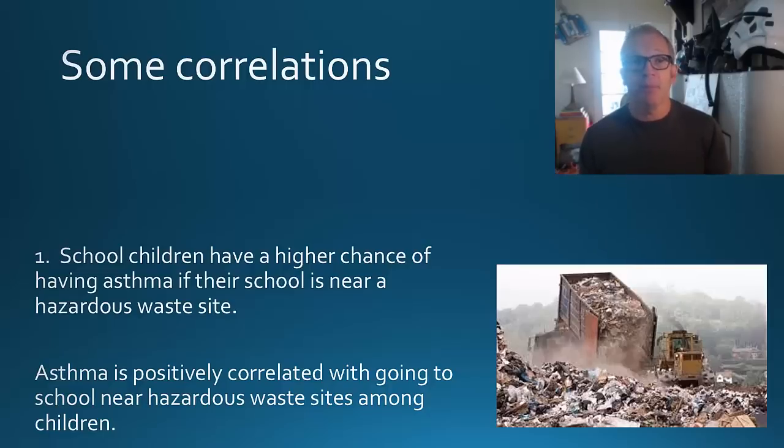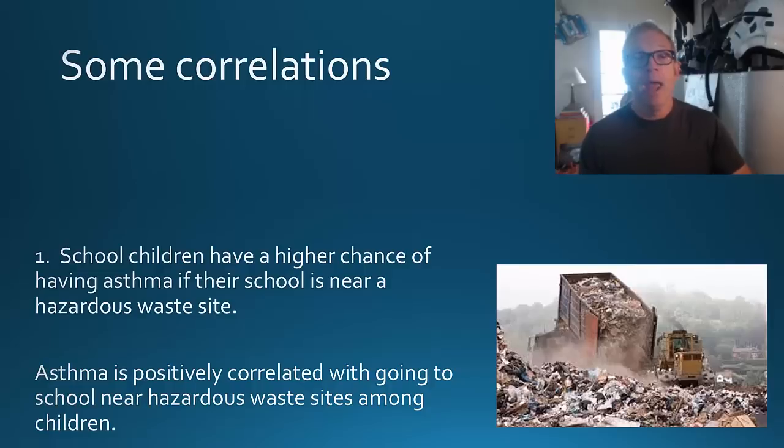Here's a possibility you might not have thought of. It might be that kids in poverty are more likely to go to a school that's in a bad geographical region that's got a hazardous waste site or a dump nearby, because the poor kids have got poor housing and poor neighborhoods, and poor neighborhoods are more likely to have dumps in them or hazardous waste sites in them.